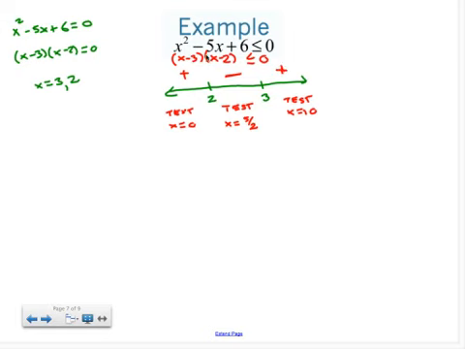I can answer the question. When is the expression less than or equal to 0? Well, that means negative. That's this middle portion. And since they used equal to, I may use the 2 endpoints of the partition. So my solution set in interval notation would look like 2, 3 in brackets.